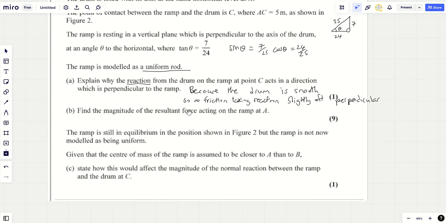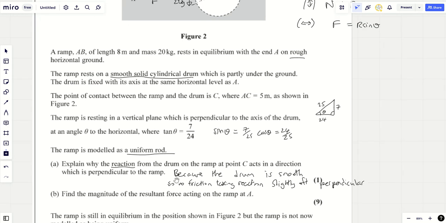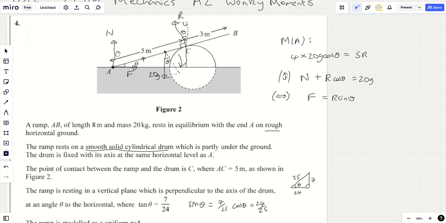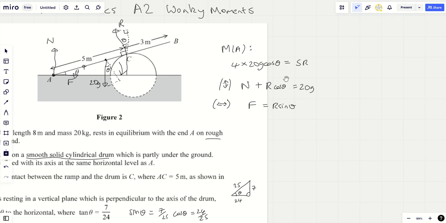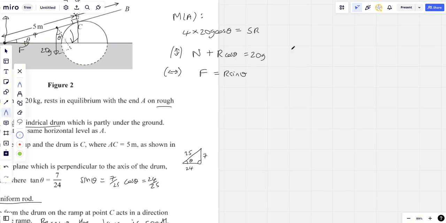Find the magnitude of the resultant force acting on the ramp at A. Okay, well, that resultant force is going to be a combination of N and F, isn't it? It's the resulting force, and so we need N and F here. But to find N and F, we're probably going to need to find R as well. Because R we can find just by plugging it in here, actually, because we know cos theta is 24 over 25, so let's find R. By the way, finding those three equations, let me have a quick look at the mark scheme, how many marks you get out of the 9.